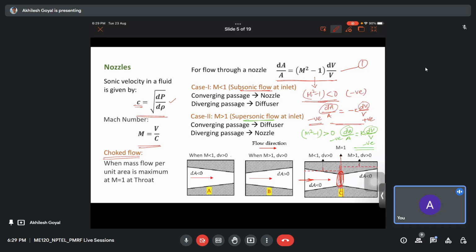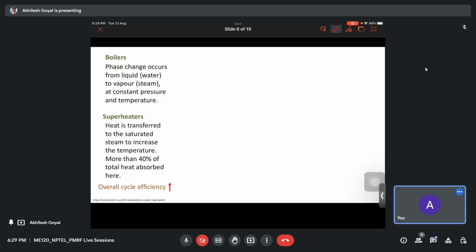Okay, so in a nozzle flow, at the throat, Mach number becomes 1, mass flow rate becomes maximum, and this is called a choked flow. Okay, so we talked about turbine and nozzle. Now the next component here is the boilers.